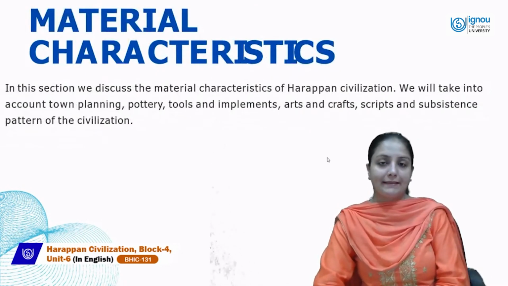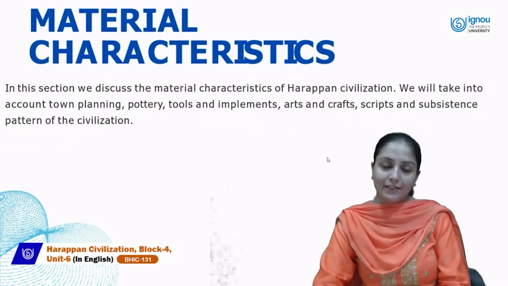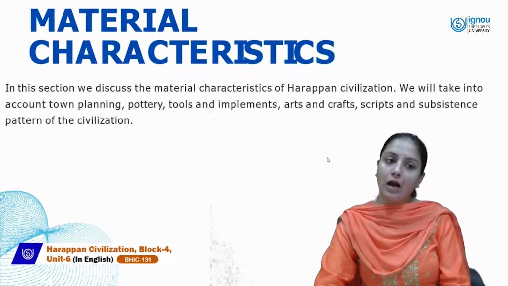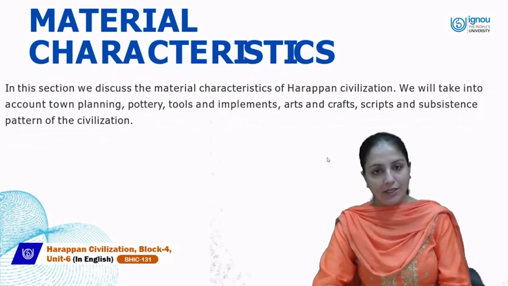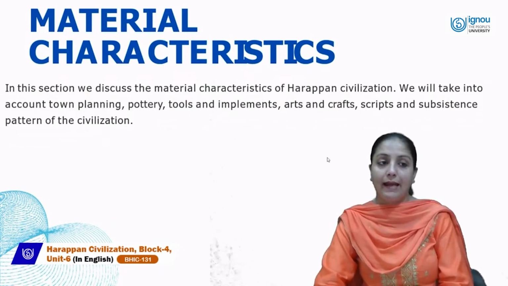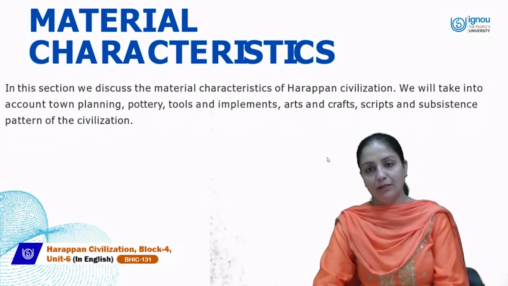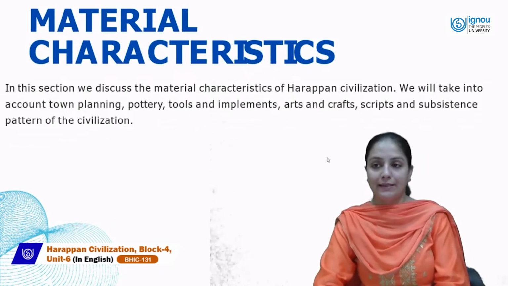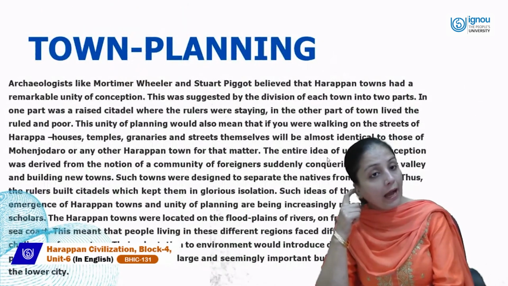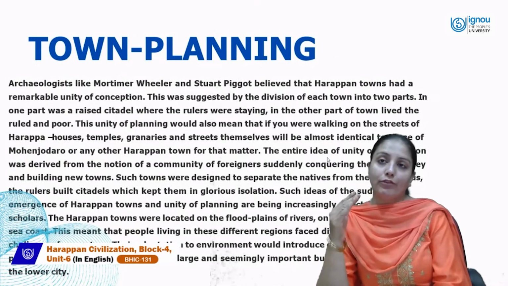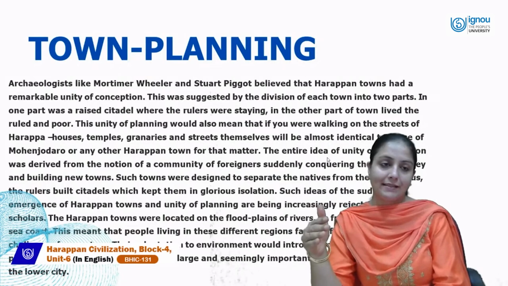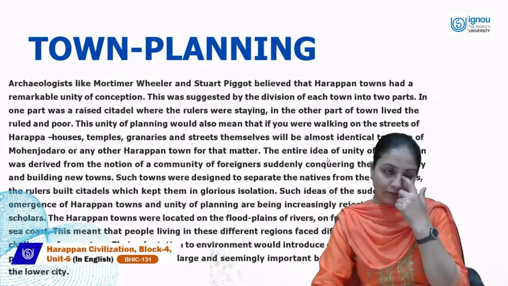Next, material characteristics. In this section, we discuss the material characteristics of Harappan civilization. We will take into account town planning, pottery, tools, implements, arts, craft, script, and subsistence pattern of the civilization. Next is town planning. How they planned their towns, their cities, their streets, their drains, and all these things we will study.